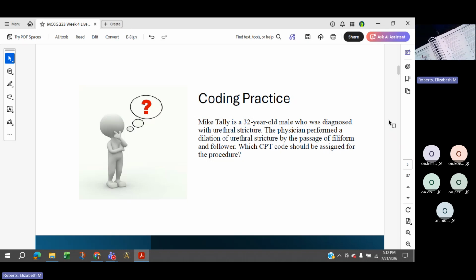All right, 52281. The first one in that list is on page 415. 52281 is a cystourethroscopy with calibration and/or dilation of urethral stricture or stenosis. All right, so that is not what we are doing in this specific example, right? This is a cystourethroscopy with calibration. We didn't do that. All we did was the dilation of the urethral stricture. Okay, so let's look at a different one.